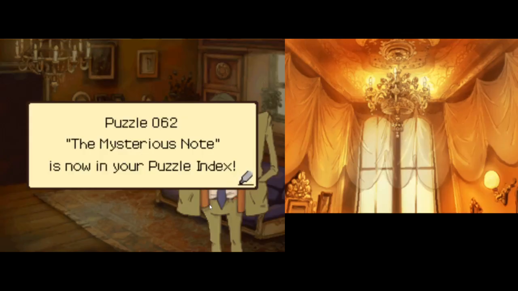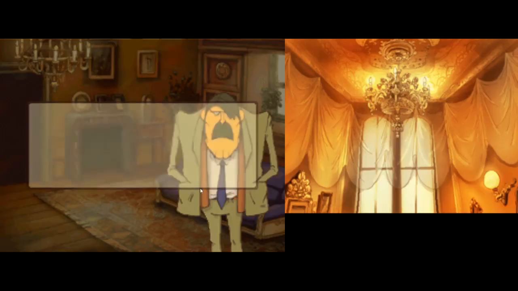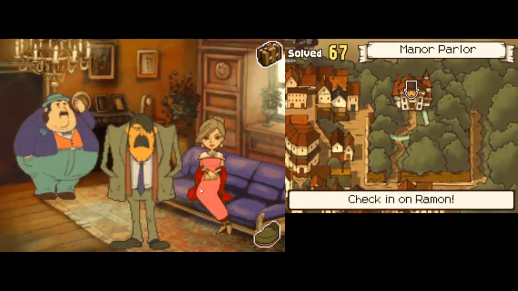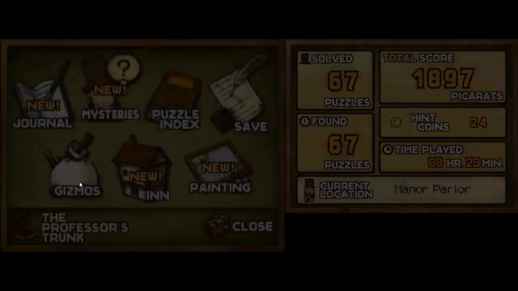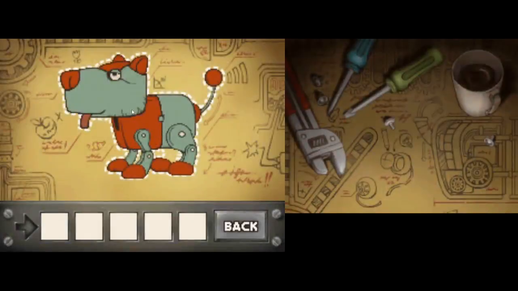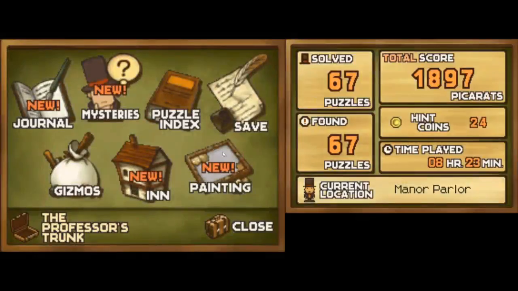Alright. So we get, what do we get? I don't think I got anything. But thankfully, the gizmo here is finally completed, just so everyone knows.